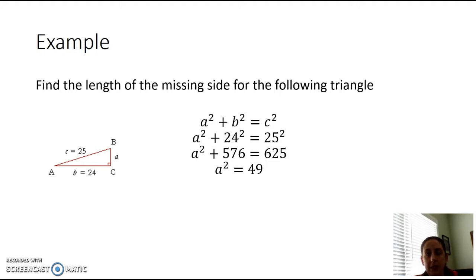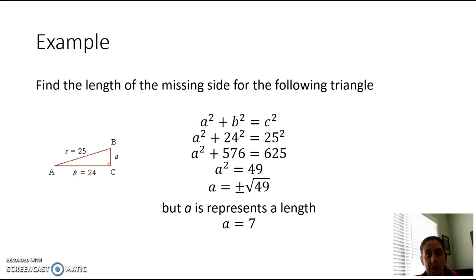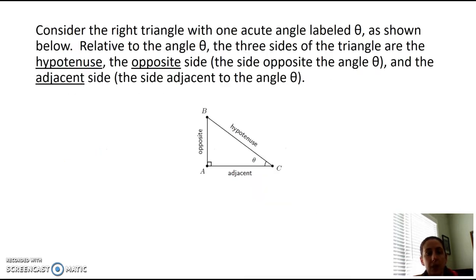To get A by itself, we'll take the square root of both sides. But again, remember, whenever you take a square root to solve, you have to take plus or minus. Keep in mind, though, that A is the length of the side. So A is a length or a distance, and distances are always positive, so A is just going to be 7.